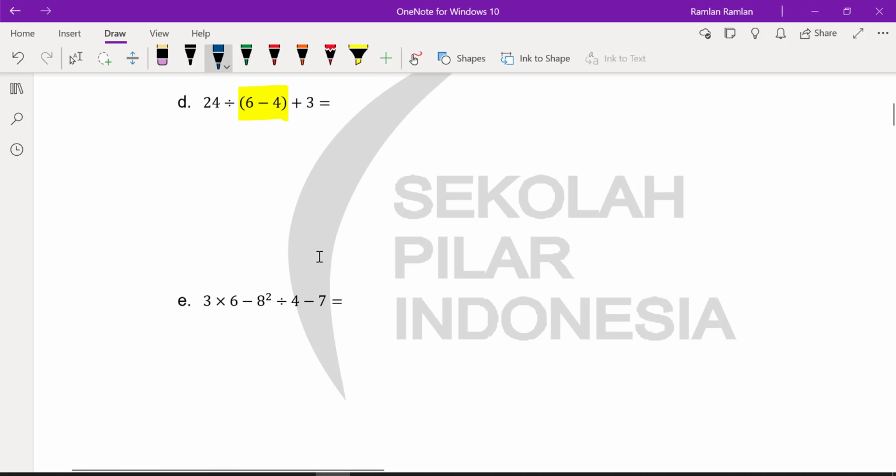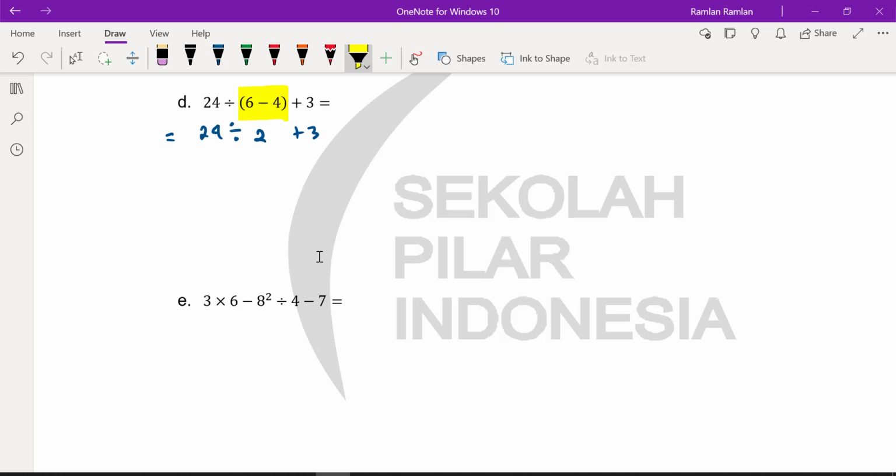And if we do that operation, 6 minus 4 is 2, so it's right down to over here. And then we haven't done anything with this one and this one, right? So again, rewrite them exactly below them. So 24 divided by this and then plus 3.